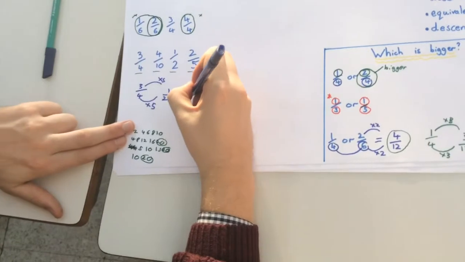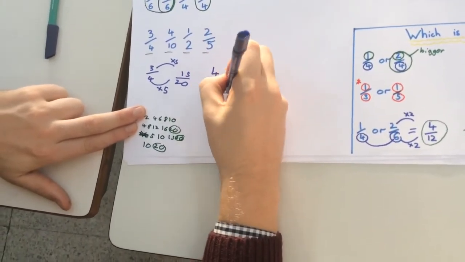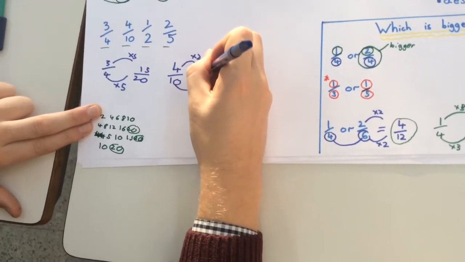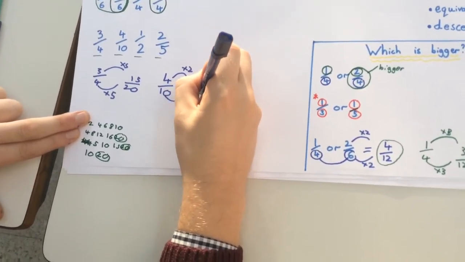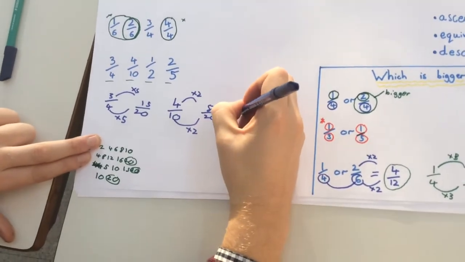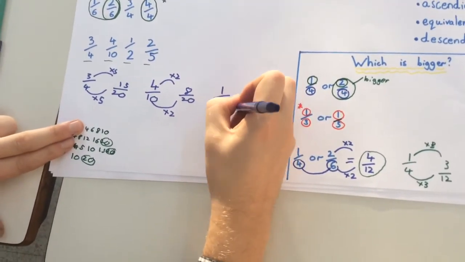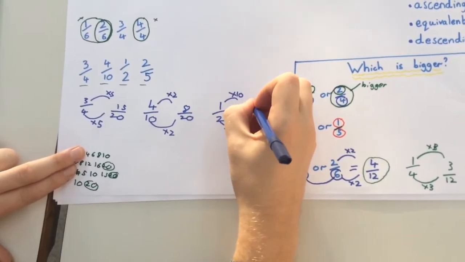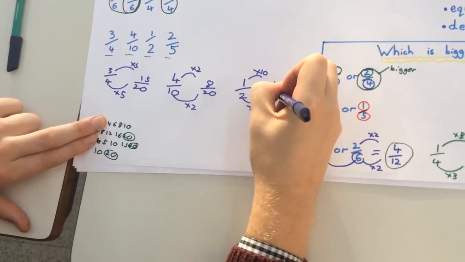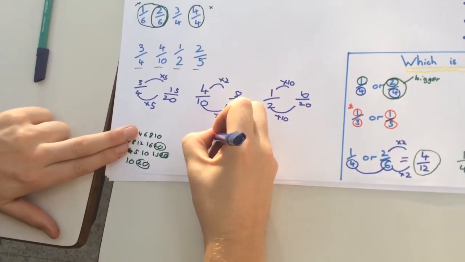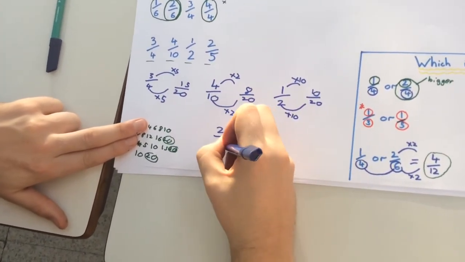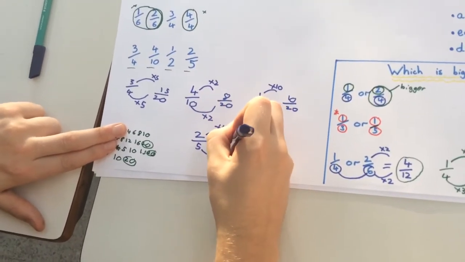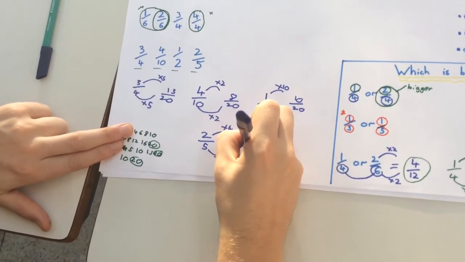Let's do this to 4/10. Times by 2, and times by 2 again, and I have 8 20ths. Let's do it with a half. Times by 10, times by 10 to the top, 2, and I have 10 20ths. And finally with 2/5, times the bottom by 4, times the top by 4, and I have 8 20ths.